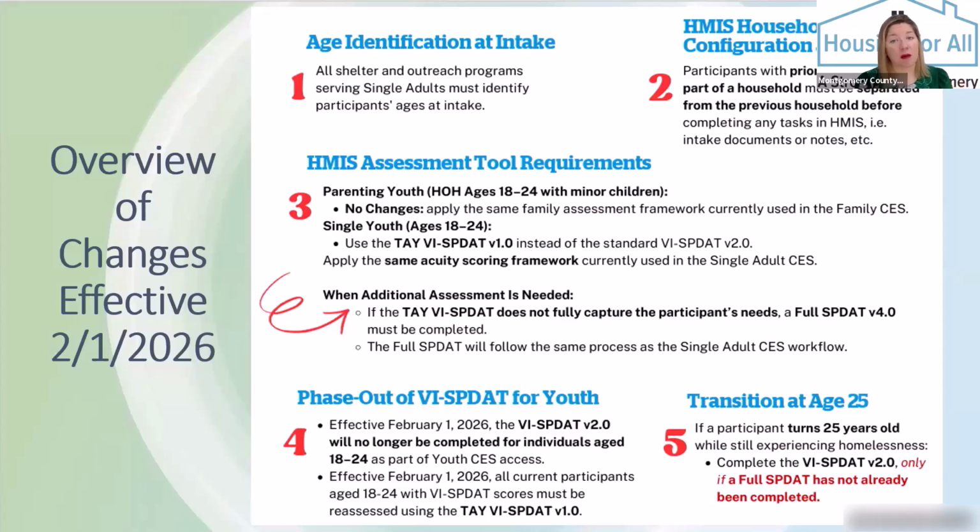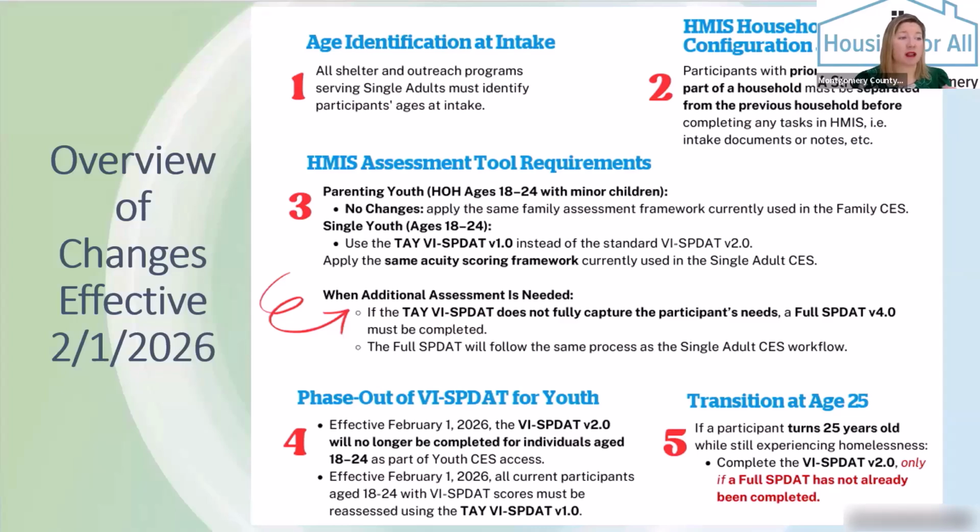So the first step when working with anybody in outreach or shelter is to identify how old they are. Then you want to make sure HMIS accurately reflects the household composition. So on the single side, typically that's a single adult. They are not part of a household. Then you're going to go through your assessment process.